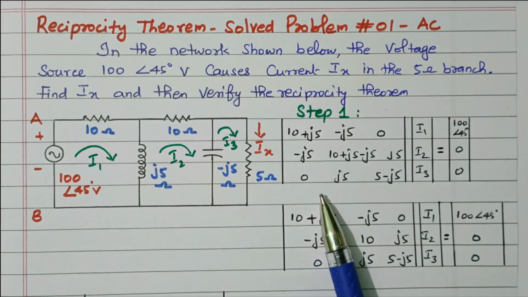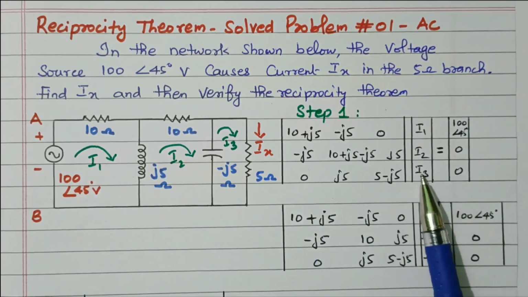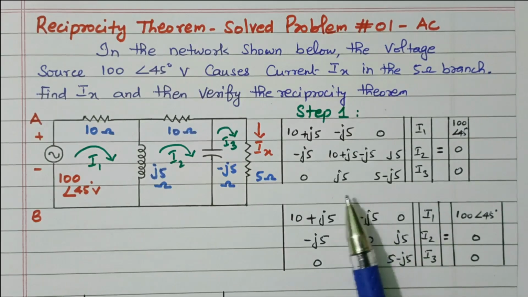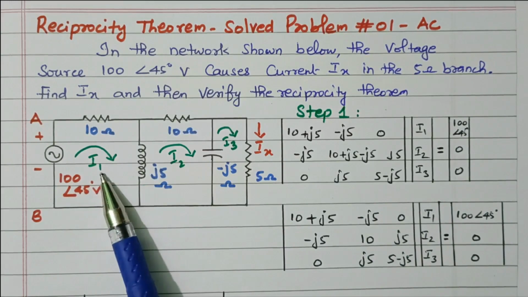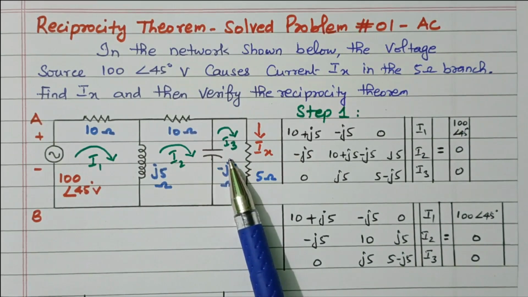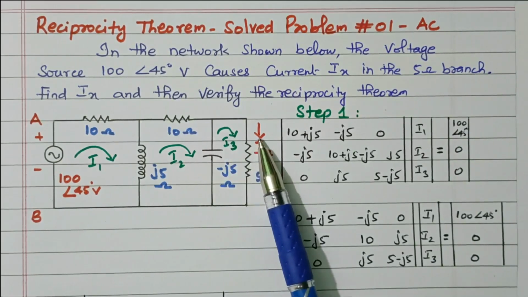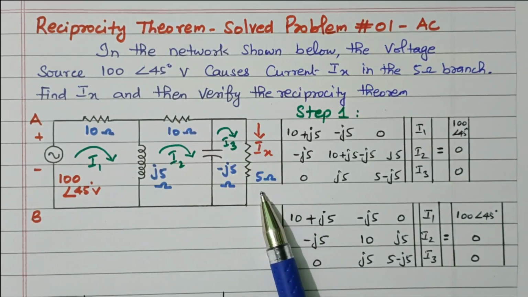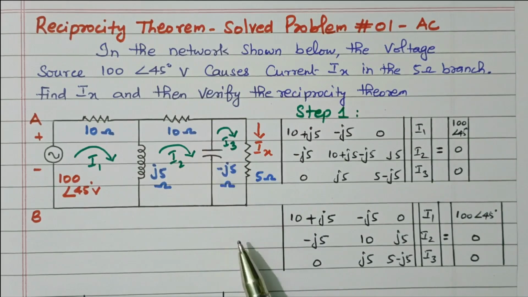We will follow the matrix method, Kirchhoff's voltage law, the loop method using matrix. V equals I into R. This is the voltage matrix, current matrix and resistance matrix. We have 3 loops available: loop 1, loop 2, loop 3. I1 is the current in loop 1, I2 is the current in loop 2, I3 is the current in loop 3. This I3 is nothing but Ix, the same current flowing through the 5 ohm resistor. What we need to find is Ix, that is I3.